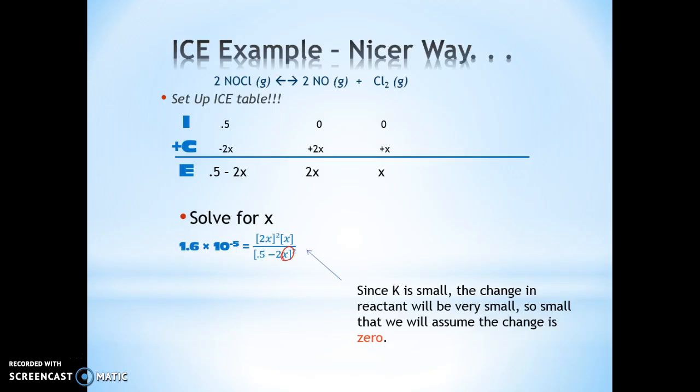When K is very small, I can do that. I can make that assumption because K being very small means not a lot of product is going to be made. It comes out to be a pretty okay assumption, and we'll see that in a minute because remember there's a double check later. Okay, so when we do that, we see what we get for the expression here. So 4x cubed divided by 0.5, and we get that 1.0 times 10 to the negative second is our answer for x. All right, so now we've solved for x.